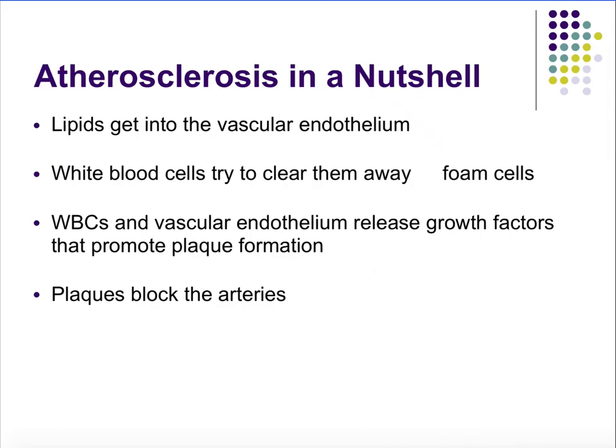So let's take a look at atherosclerosis in a nutshell. We have lipids circulating in our blood. They get into our blood vessel wall, into the vascular endothelium. They're not supposed to be there, so our white blood cells respond to try to clear away that lipid, and in the process they create what's called a foam cell, which becomes the core of your atherosclerotic plaque. These white blood cells, as well as the injured vascular endothelium, then release growth factors to stimulate growth. Unfortunately, that growth helps the plaque to grow, and that plaque can block your arteries.